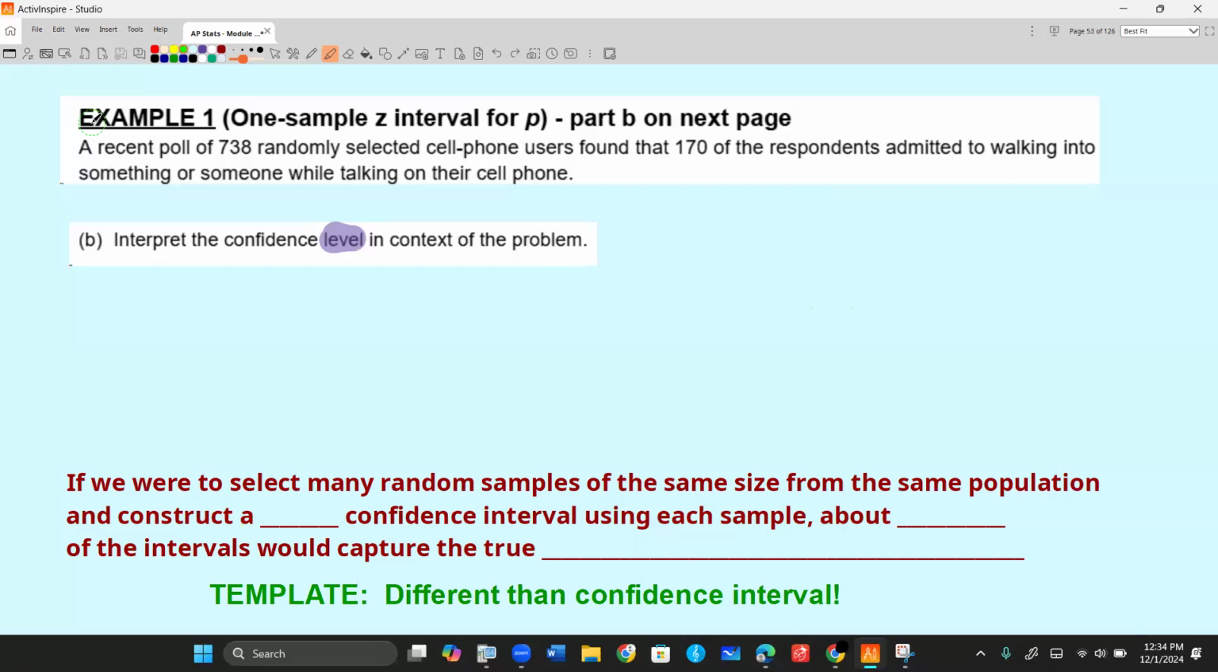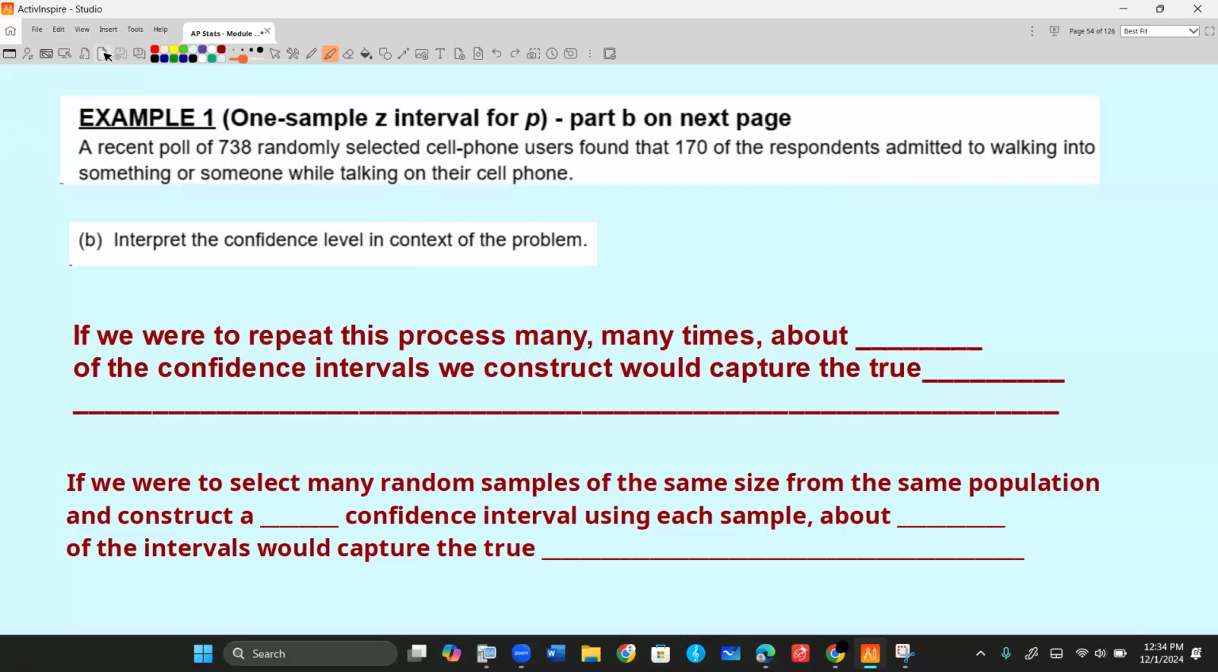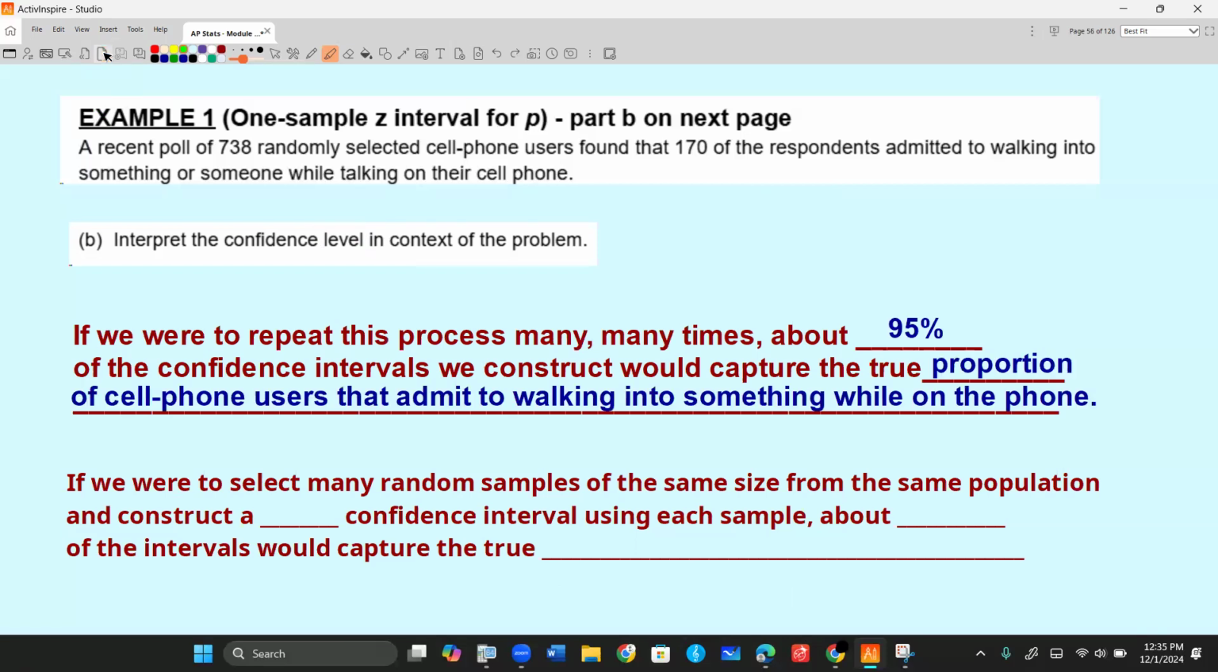If we were to select many random samples of the same size from the same population and construct a blank percent confidence interval using each sample, about the same percentage of those intervals would capture the true parameter in context. I do paraphrase this a little bit. I say if we were to repeat this process many, many times, about blank percent of the confidence intervals we construct would capture the true parameter in context. So a little bit less writing, because it's already kind of a lot to write the level. So it's 95%, and then 95% of those confidence intervals we construct would capture the true proportion of cell phone users that admit to walking into something while on the phone.